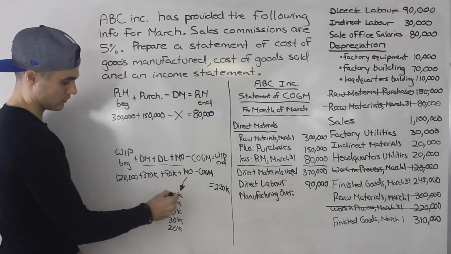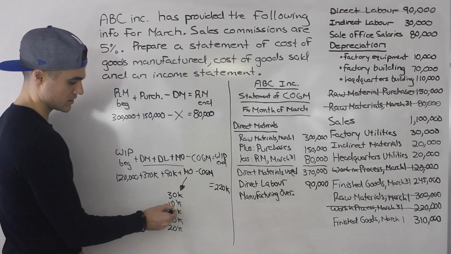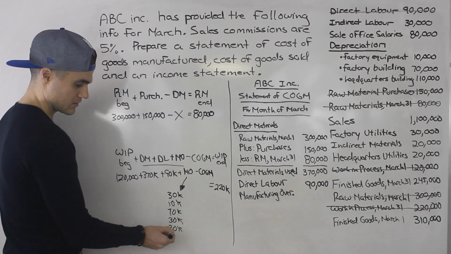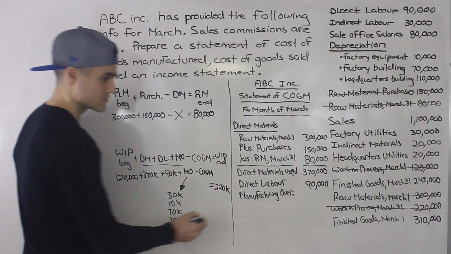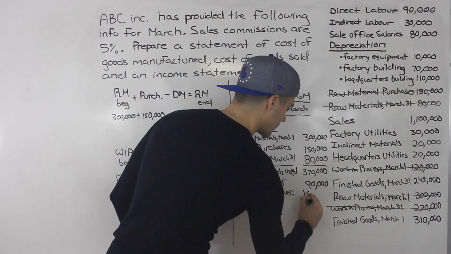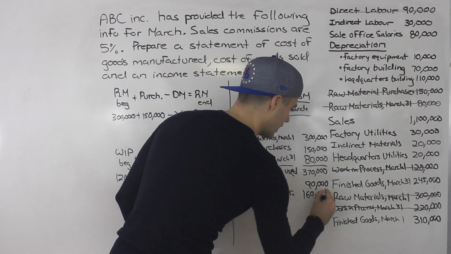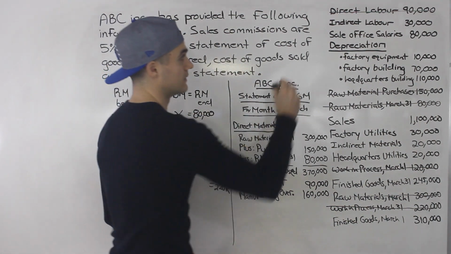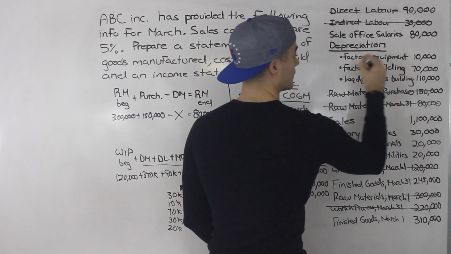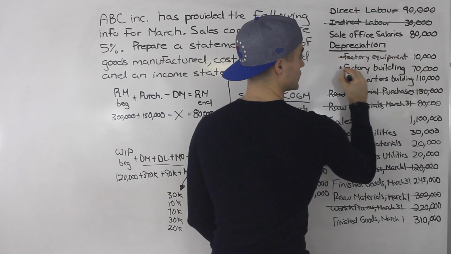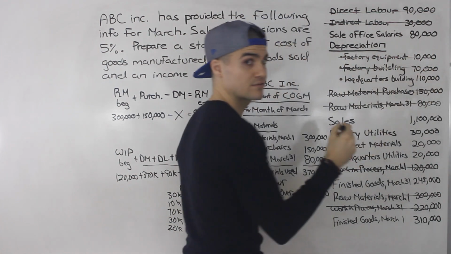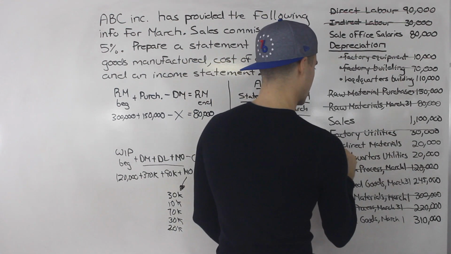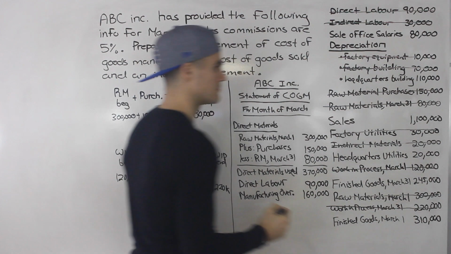So if I total all of these, 30 plus 10 is 40, plus 70 is 110, plus 30 is 140, plus 20 is 160. So I know my manufacturing overhead in total is 160,000. And again, it's the indirect labor, it's the depreciation on the factory equipment, it's the depreciation on the factory building, it's the factory utilities, and it's the indirect materials.